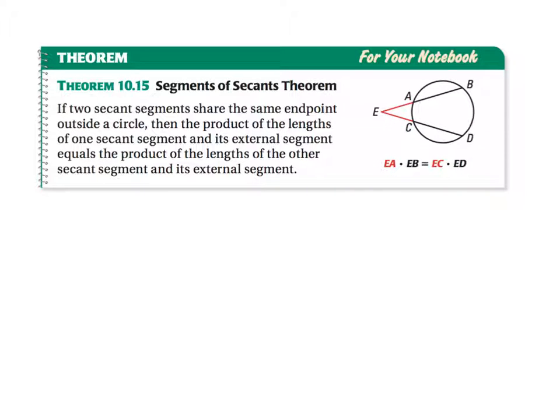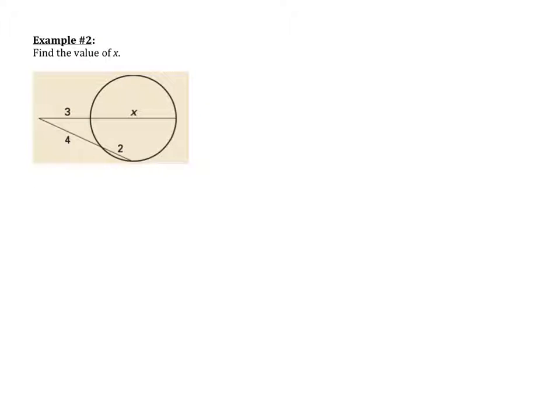So now referring to the diagram, we see here that the two external segments are in red. So according to this theorem, EA times the length of the entire secant segment EB would be equal to EC times the entire length of the secant segment ED. Let's apply this theorem in our next example. So here's example number 2. Find the value of x.